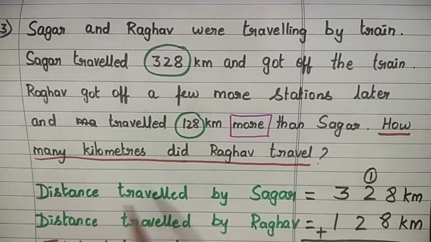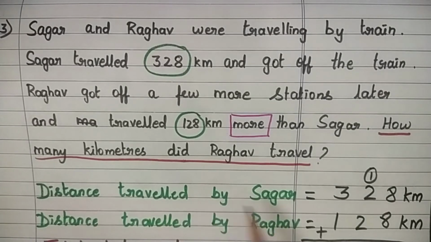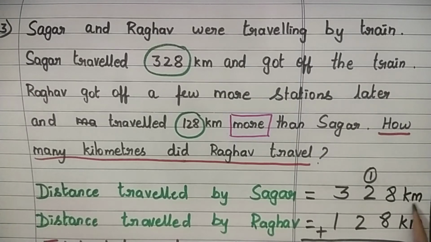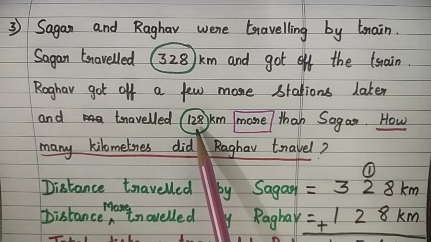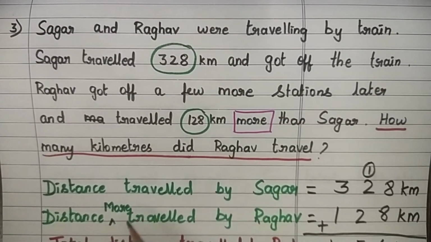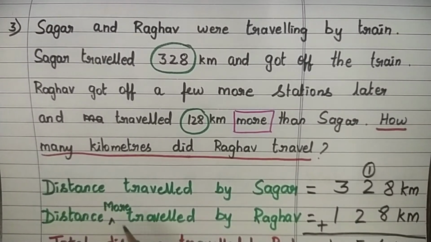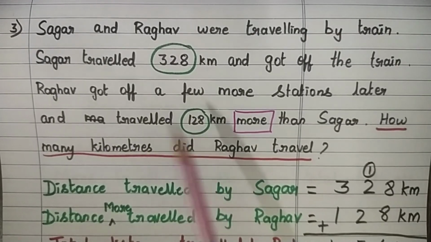So, how to write that? Distance traveled by Sagar. What is the distance traveled by Sagar? 328 kilometers. Don't forget to write the unit, children. It's very important. Coming to the second information, children. For the second information, we need to write the second information statement. What is the second information?